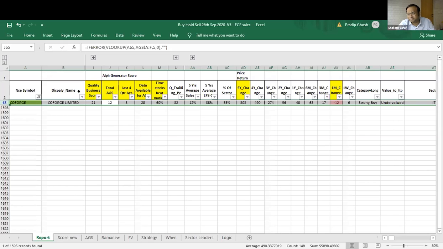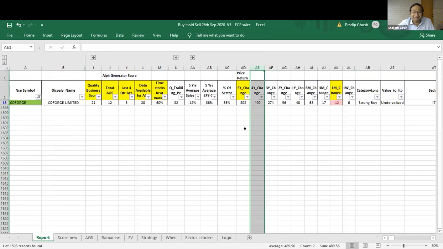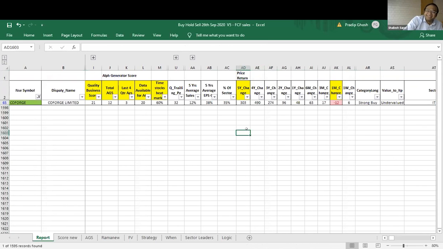See the 1 month change, it has gone down, no? Minus 12. Column AK. So it's a time to buy. That's a good opportunity to buy. That is what I'm saying. That is short term, 12% down, so it's a good opportunity to buy. See, in 4 to 5 years, it has given a return of 500%. And still it is undervalued.